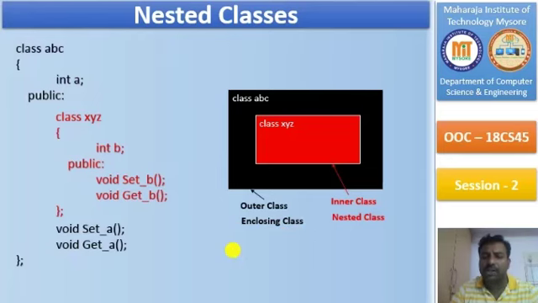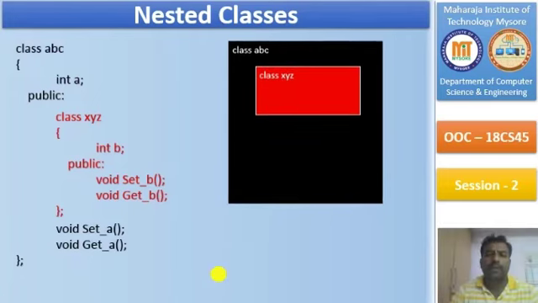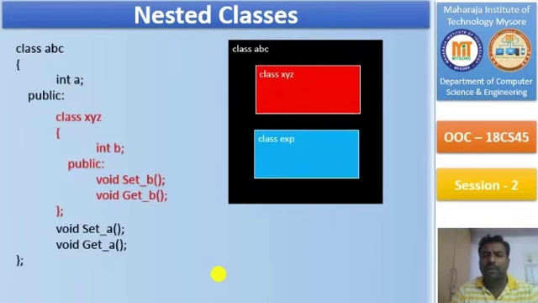Once we have a nested class, we have the nested class in the form of the inner class and the enclosing class as the outer class, which surrounds the class XYZ, the inner class. Whenever we have a nested class, it is not necessary that we have only one inner class. If I want, I can define any number of class definitions, either in a private section or a public section, inside another class.